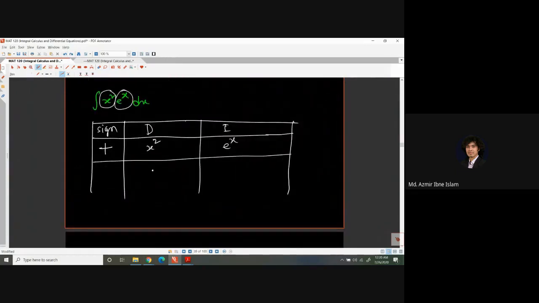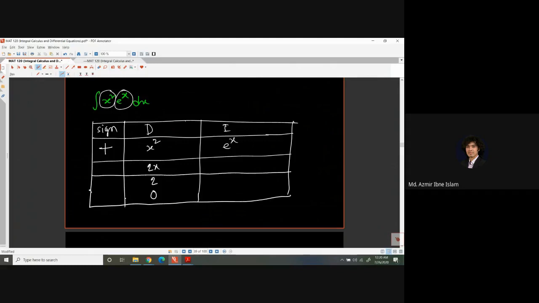So differentiation of x squared is 2x, then differentiation of 2x is 2, differentiation of 2 is 0. So this is our last term. Let me draw the rows. Once we have found 0, that tells us this is the last term, and now we have to integrate e to the power x repeatedly. Integration of e to the power x dx is again e to the power x, integration of e to the power x is e to the power x, integration of e to the power x is again e to the power x. So finally we are done.